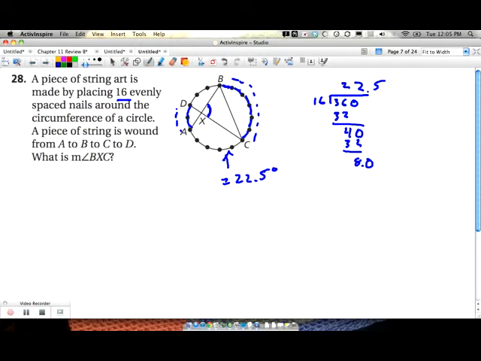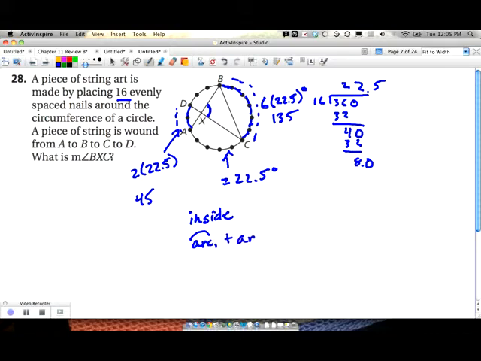So that means I got 1, 2, 3, 4, 5, 6. 6 times 22.5 on this side, and over here I got 2 times 22.5. Well, that would be 45 on that side. And on this side it's going to be 90 plus 45, or 135. I'm going to add those two together and then divide by 2, because when we have a vertex inside of an angle that we're trying to find, it's one arc plus the other arc divided by 2 equals the angle.